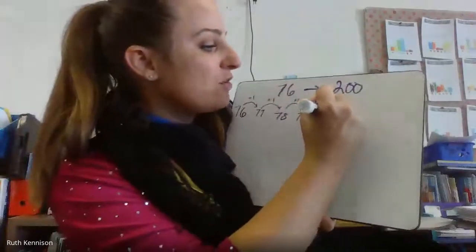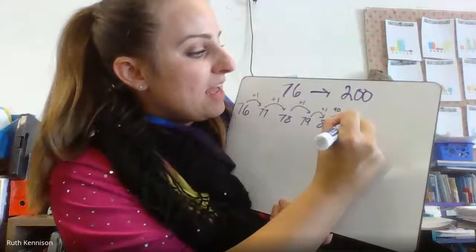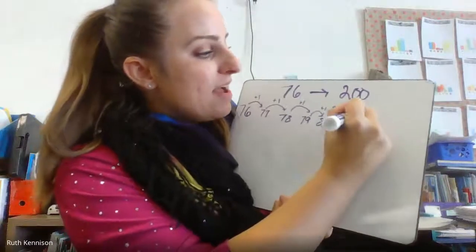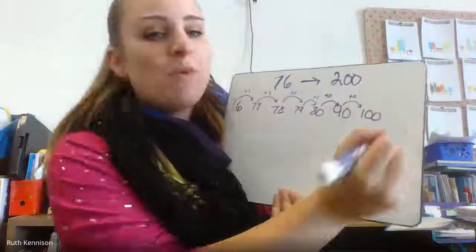Okay, so we're going to go 80. We're counting by tens. We're going to go to 90. 10 more is 100. Oh my goodness, we're almost there.